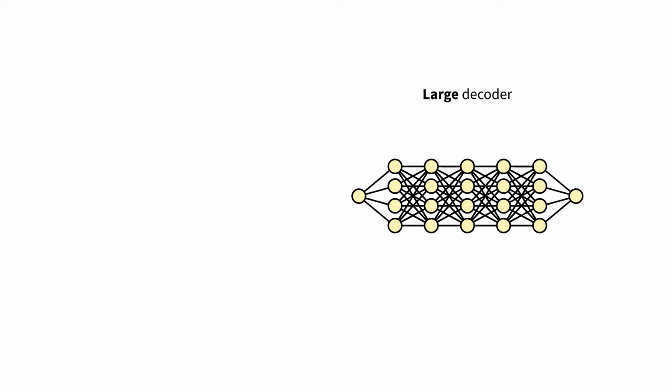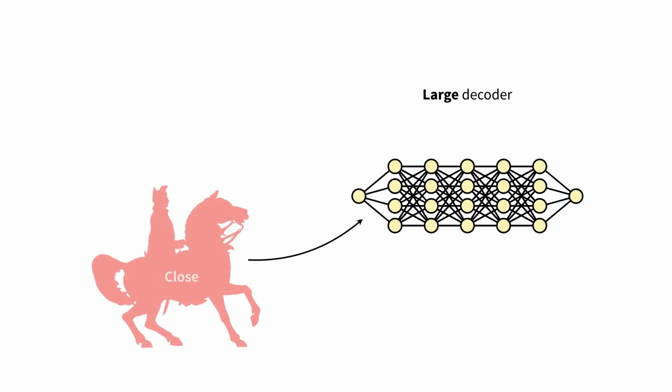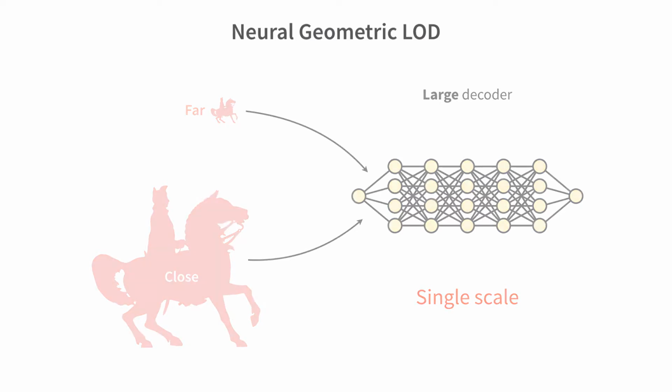In addition, current approaches are typically single scale. This means that the computational complexity for a simple teapot or highly detailed horseman is the same. This cost is also fixed whether the object is close to the camera or very far away where the details are less visible. This is not ideal for performance.